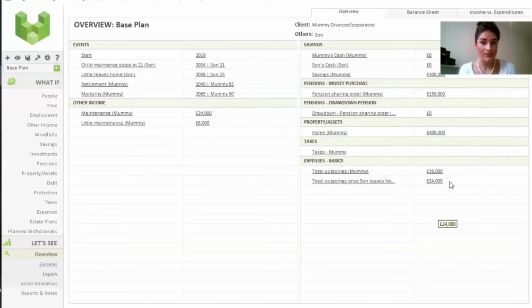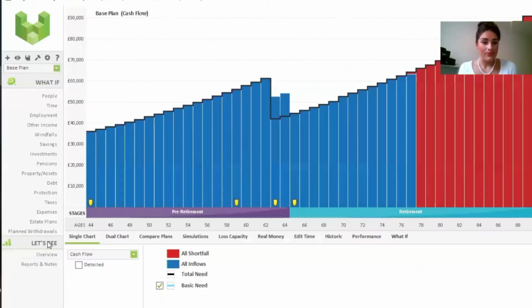and they will reduce to £24,000 a year when the son leaves home at age 25. So as I said before, her main concern is, can she maintain her current standard of living for the rest of her life without running out of money? Because of course at the moment she's spending more than is coming in. So let's see.